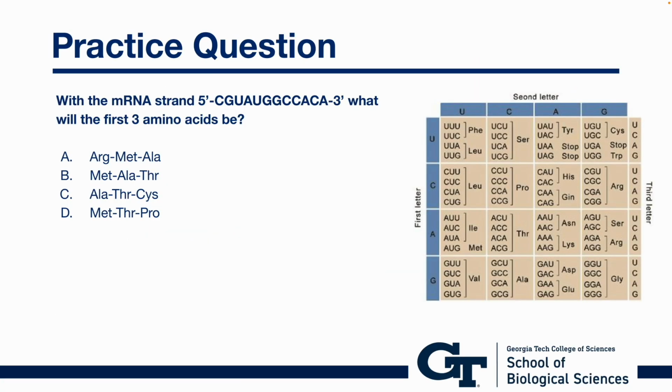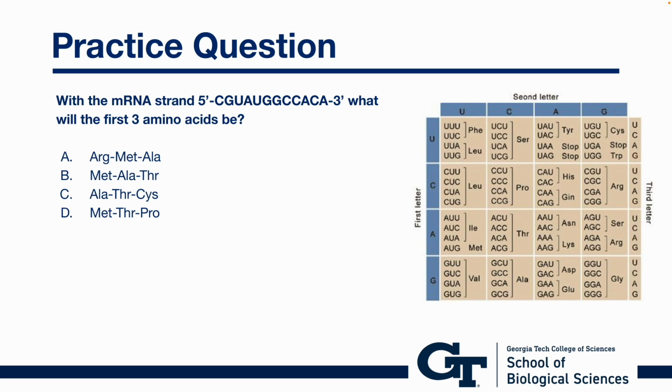So here's a practice question. And guess what? This is just like something you would see on the exam. So we have this mRNA strand, and we're asked what would the first 3 amino acids be? And we're given a wheel of what codons correspond to what amino acids. So let's look at this strand. And what did I say you need to do? You need to identify the start codon, right? Because that's the only way for the protein chain to start getting built.